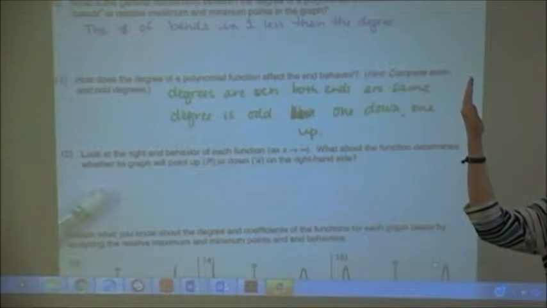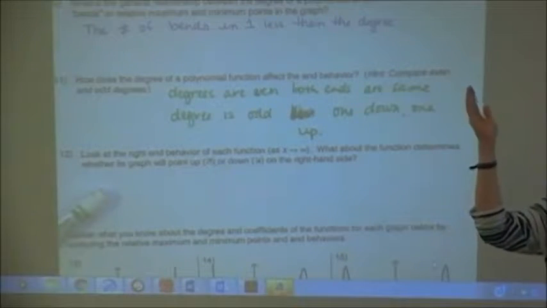What degree is a quadratic? 2, that was the word. Yeah. Squared, right? It has a degree of 2. That's even. And it ends like this, yes? Always. Both ends are up.